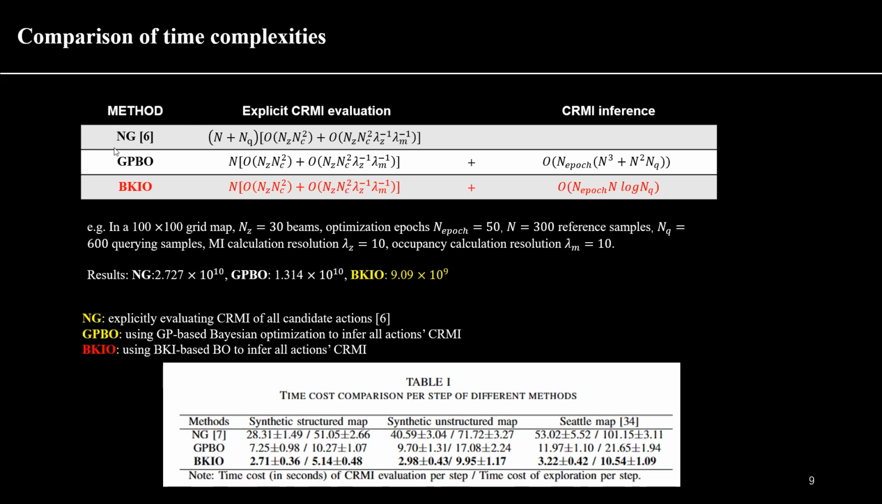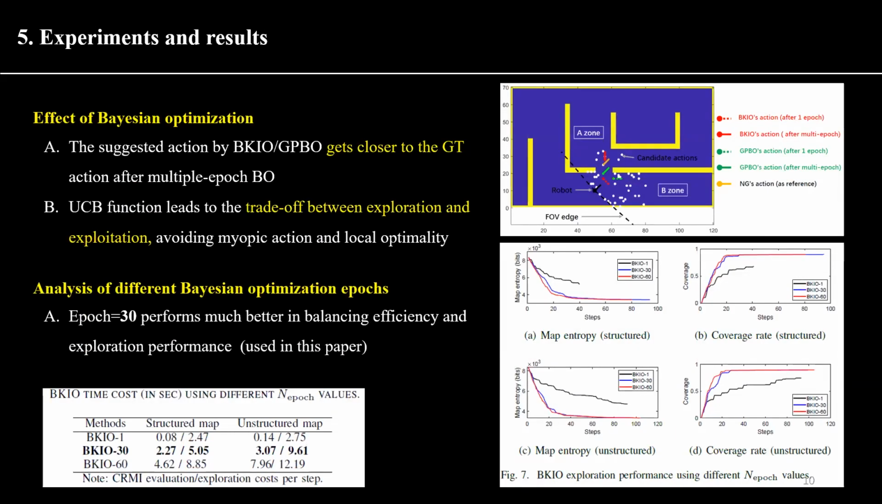This comparative result indicates that BKIO outperforms GPBO and naive greedy in time efficiency. The average time cost of each exploration step in the table below also evidences this conclusion. We also study how the UCB function of BO improves the trade-off between exploration and exploitation at each step. As in the top right figure, GPBO and BKIO initially suggested the action towards the B zone. After multiple epoch optimization, the results get closer to the ground truth suggested action. That means the local trade-off between exploration and exploitation in CRMI inference at each step can be achieved using the UCB function. In addition, to balance the time efficiency and exploration performance, we choose 30 epochs in the Bayesian optimization in all simulations and real-world experiments.